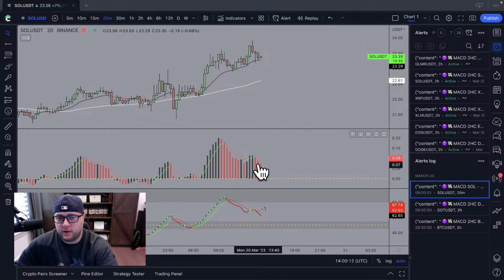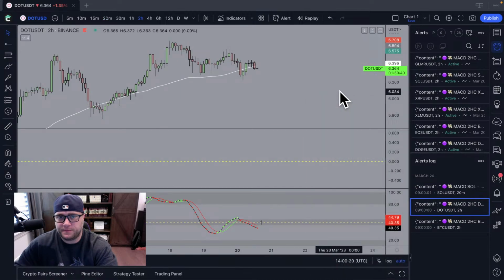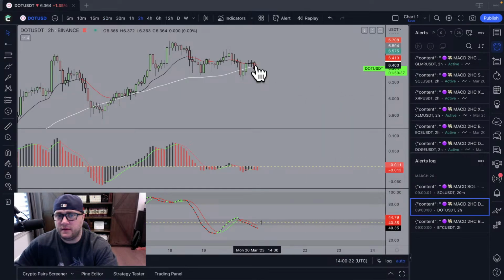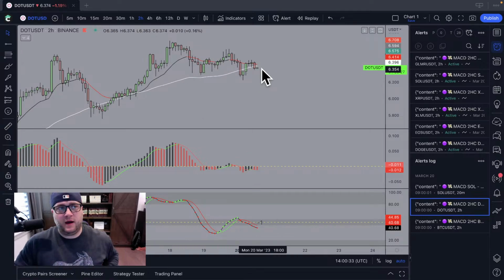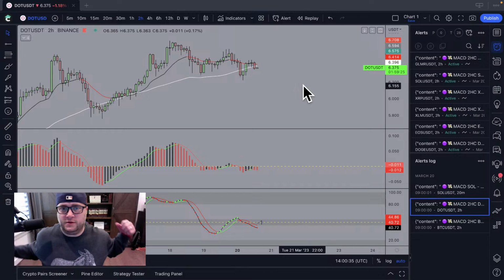Sol, we have a close below it, but really we don't want to take a short position just quite yet because we're still above that moving average. Dot looks a lot better than anyone, but again, we're right here along this gray zone in the middle, and we're going sideways. The dot is indecisive of what it wants to do.